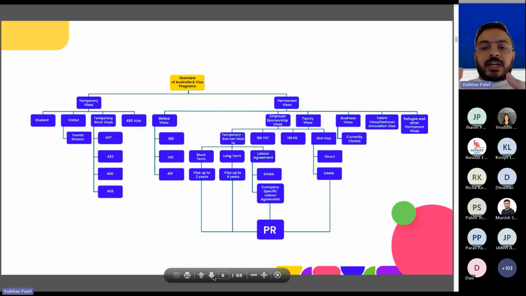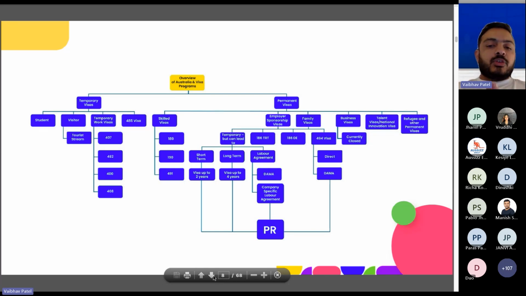Second one is subclass 186 direct, where if the applicant meets the criteria for direct entry, like your occupation has to be on the medium and long-term skill list, and you also have to have a minimum of 3 years of work experience, competent English, etc., then you can apply for a subclass 186 direct. Now, 186 is a permanent visa, so there is no further step required after you get it. Then you can choose to become a citizen if you want to.